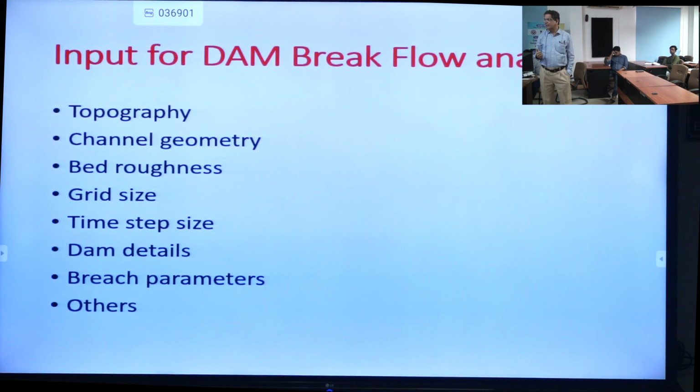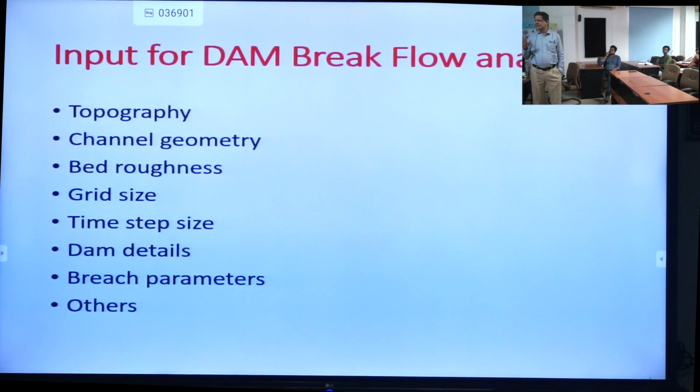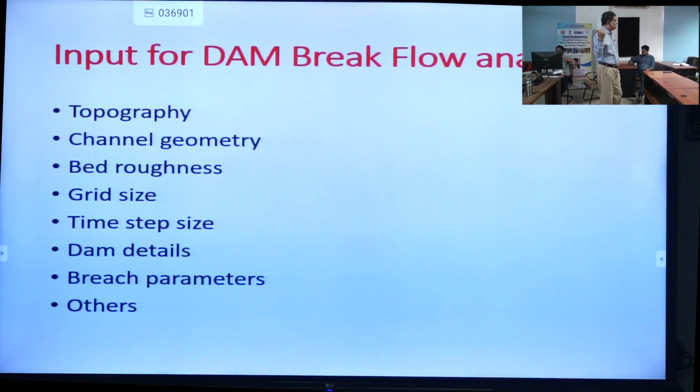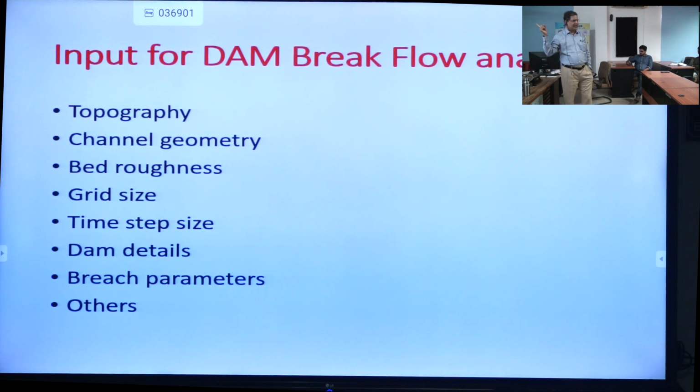Grid size you have to give, time step size you have to give, dam details you have to give: what is the top of the dam, what is the spillway, how many gates are there, all that information is to be given. And most importantly, as I said, where the broad-crested weir formula is to be used, you must give the coefficient of discharge for the broad-crested weir, and that is not a unique value. It is not that one value is available and applicable to all kinds of shapes. Breach parameters, as I already said, those three parameters, and there may be other requirements.